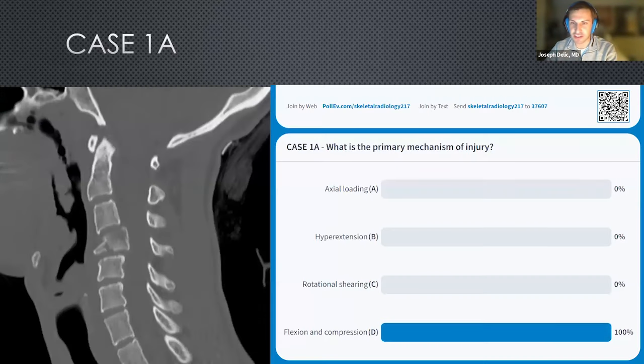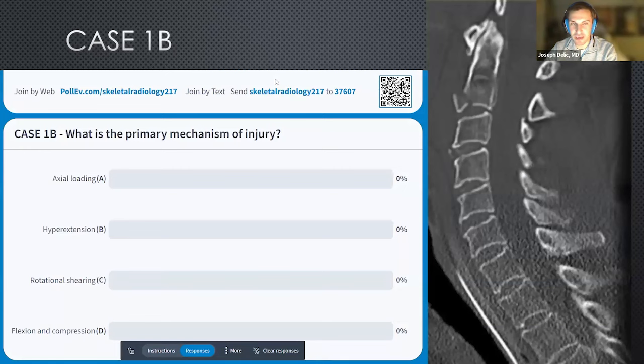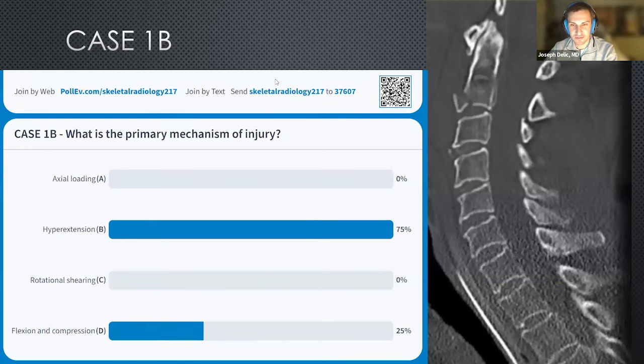Let's start with the first case here. So number 1A, what is the primary mechanism of injury here? All right, good. So we have a consensus on that one. How about 1B? What is the primary mechanism of injury for this case? All right, good. So we have another dominant answer for that one.